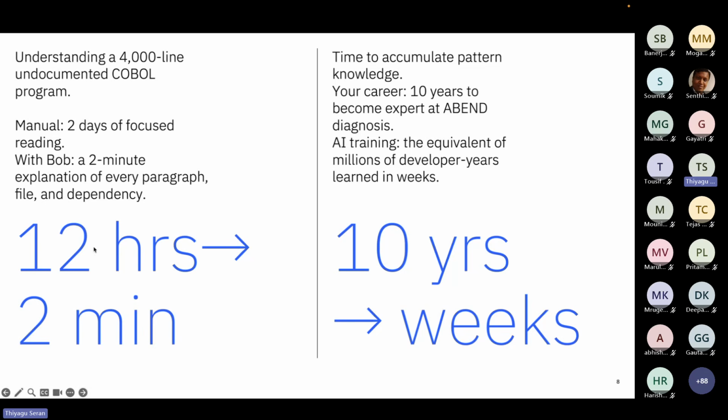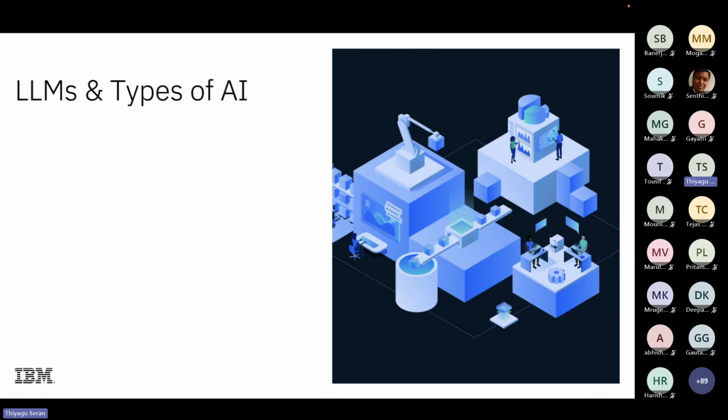Here I'm just trying to give the productive things, like understanding 4,000 lines. It will take 12 hours, so I can finish it within the AI within a short time. So skills like A0C7, in the AI era, you can fix that problem. So this is what I'm trying to provide, some little bit of knowledge in the AI and how it's going to make you more productive. Let me move to the next part, LLM and the types of AI.